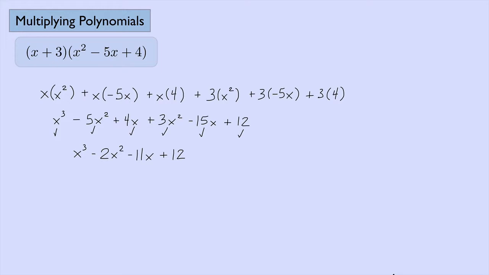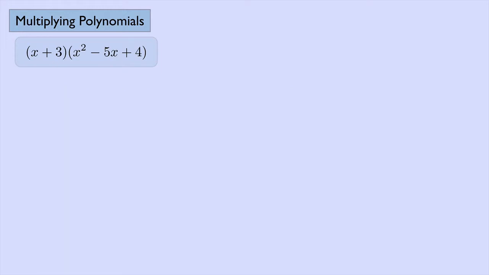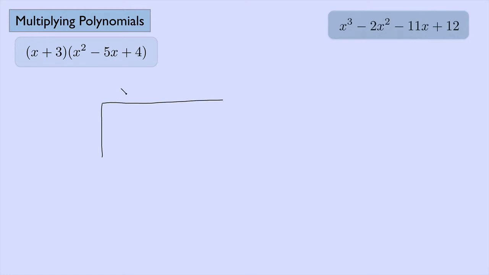Now let's look at a different way to do this. So for the second method, I'm going to put the answer that we had from the first method up here in the corner, just so we can see what it is. And now I'm going to use the grid method to try and multiply this out. So the way that works is you write one of the polynomials along the top. So I'll do that here, x squared minus 5x plus 4, and we make a little grid.